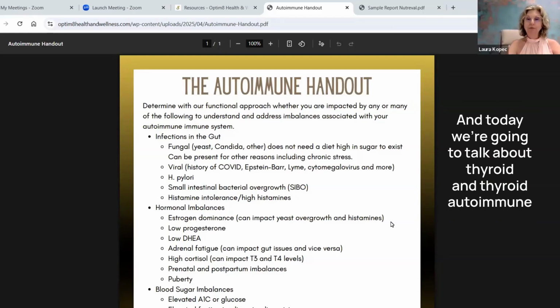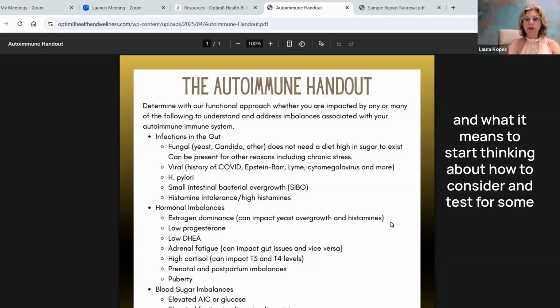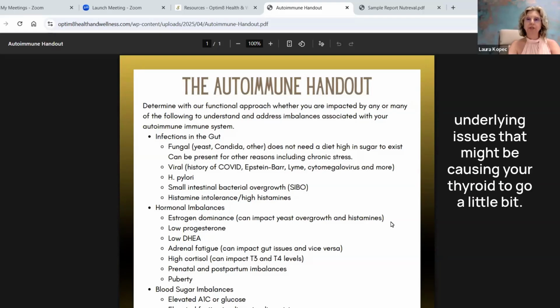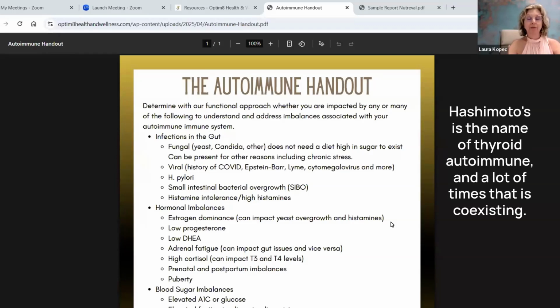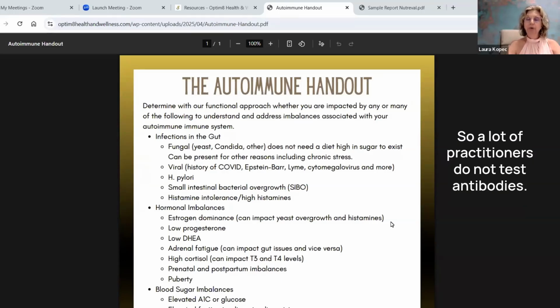And today we're going to talk about thyroid and thyroid autoimmune, and what it means to start thinking about how to consider and test for some underlying issues that might be causing your thyroid to go a little bit wonky, right? Most thyroid imbalances actually have an autoimmune component. Hashimoto's is the name of thyroid autoimmune, and a lot of times that is coexisting. So, a lot of practitioners do not test antibodies.